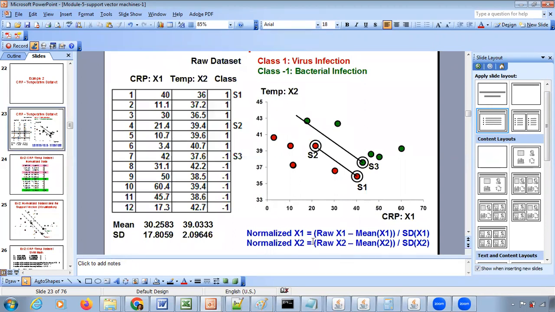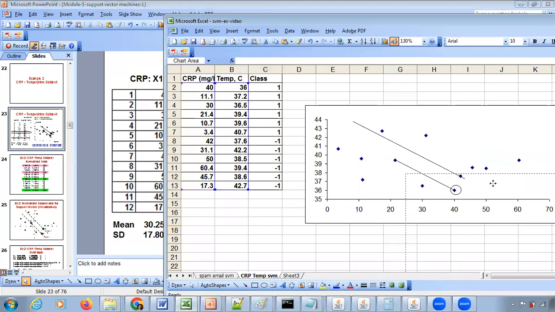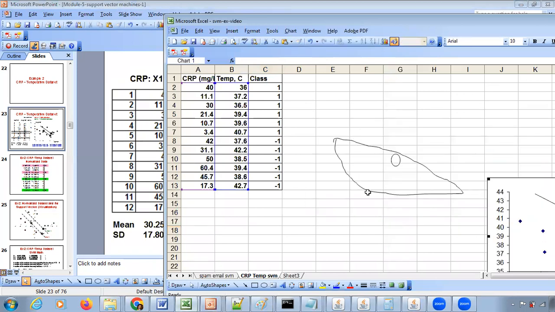So then, using the mean and standard deviation of CRP and temperature, we can transform the raw data set to normalize. The way we do that is: raw data, the feature value minus the mean of the feature value, divided by standard deviation. We'll do that here. So it's just for visualization.